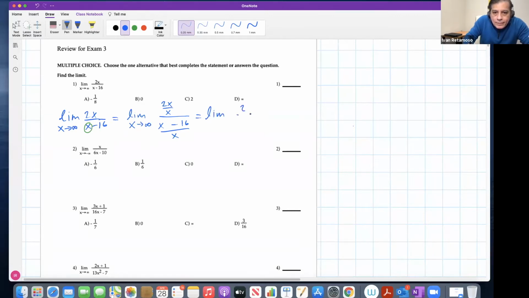This is the limit of what? 2 over x times x is 1. This is 16 over x, right? And you are still taking the limit as x approaches infinity, right? But we know that the limit as x approaches infinity of 16 over x, since x must be thought of as a huge number, think of x being a million, 16 over a million is 0.000016, so this goes to 0, right? So finally, you end up with 2 over 1, and that's the answer, 2.